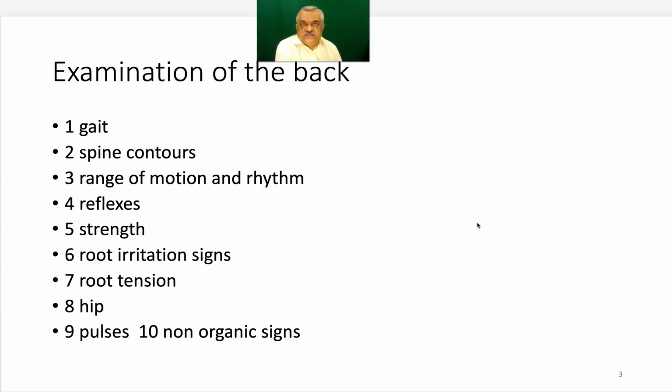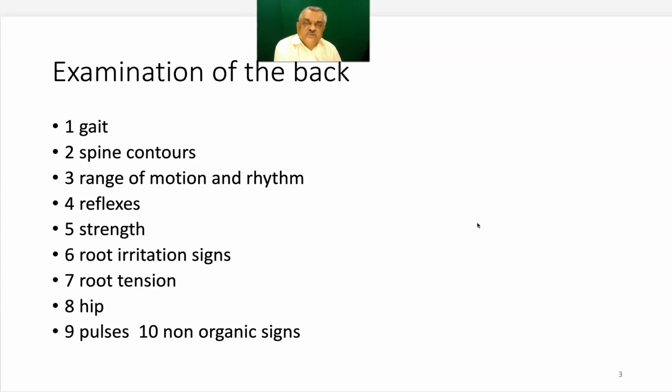We need to see the spine contours, and we know that in degenerative lumbar spine, normally there may be a hyperlordosis in patients who may have listhesis, but otherwise there is much of a straightening of the spine, and there is a restriction of extension of the spine.